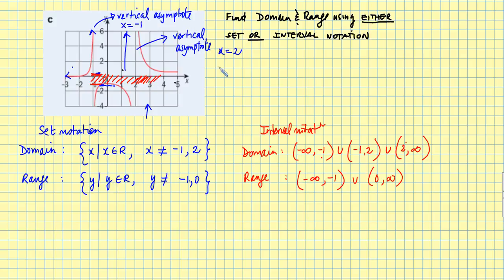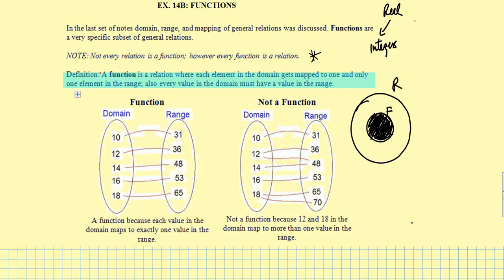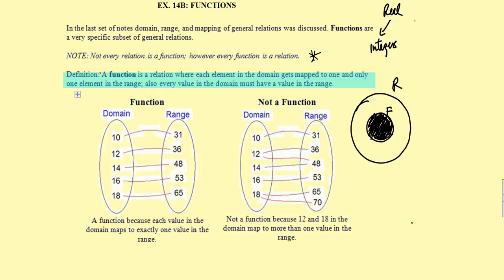Okay? So that would take care of that. Alright, so let's move on to the next topic. Well, the next topic is in section 14b, which is functions.